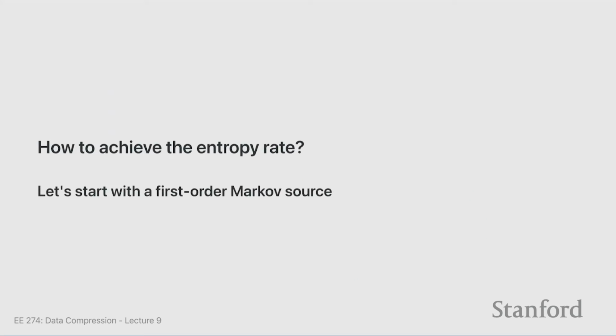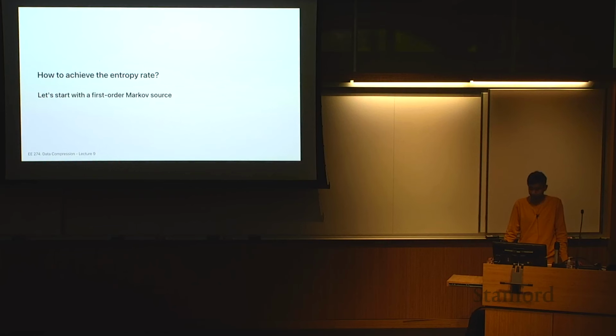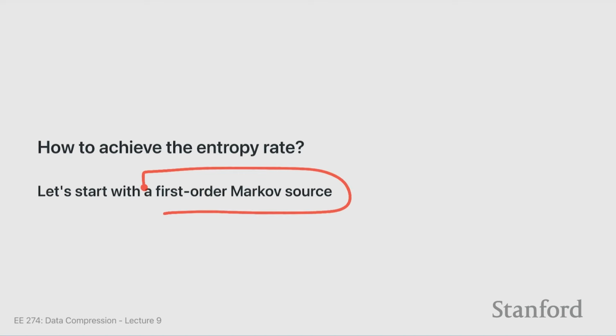Okay. So moving on to the material. Any questions so far on the quiz on last lecture? Okay. So the question is, how do you achieve the entropy rate? You will realize it's very simple. So we will first start with a very simple case, the first order Markov source, right? So what is the first order Markov source again? The next symbol depends on the previous symbol. That's it.